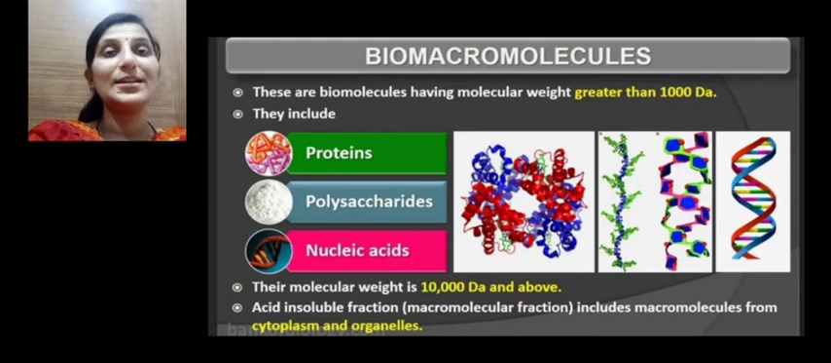They are biomolecules which are having the molecular weight greater than 1000 daltons. And the different types of macromolecules are the proteins, the polysaccharides, and the nucleic acids. As I told, their molecular weight is greater than 1000, that is around 10,000 daltons and above. And they belong to the acid insoluble fraction, that is the retentate. They include the macromolecules from the cytoplasm and the organelles, whereas the biomicromolecules constitute the cytoplasm.